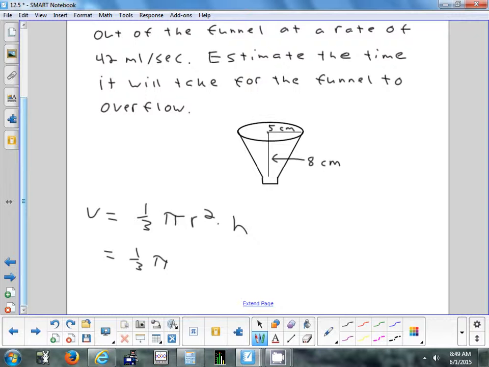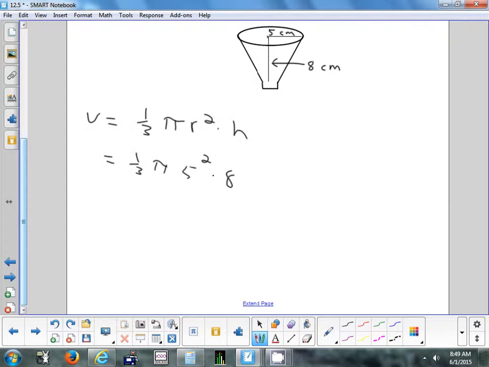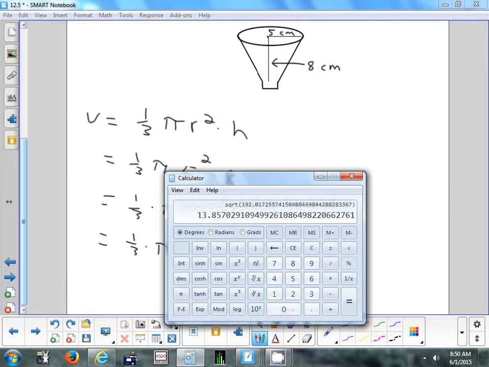This time my radius is 5. My height is close enough to 8. We'll go with 8. Might be like 8.5, but that's fine. So 5 squared is 25. 25 times 8, that's 200. Just think of having 8 quarters. It's $2. Now I'll take 200 times pi and then divide by 3.